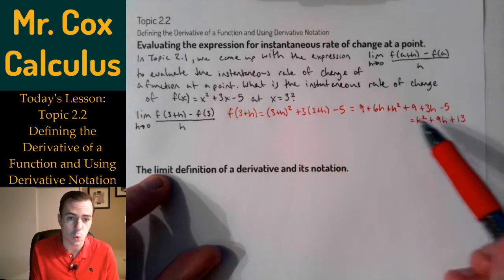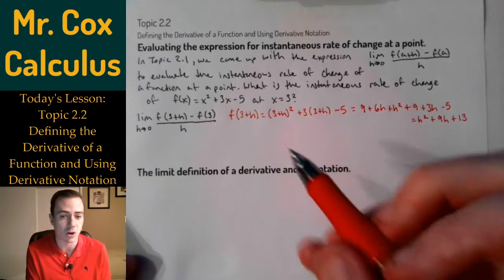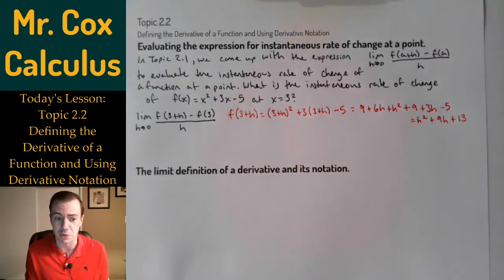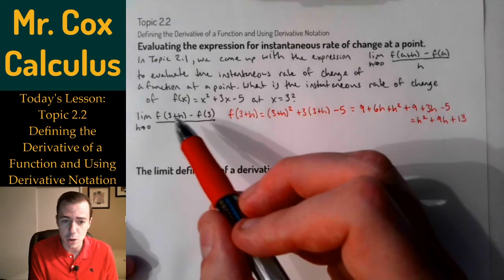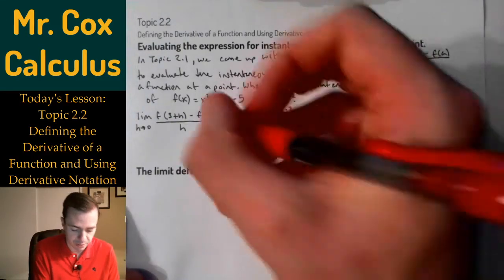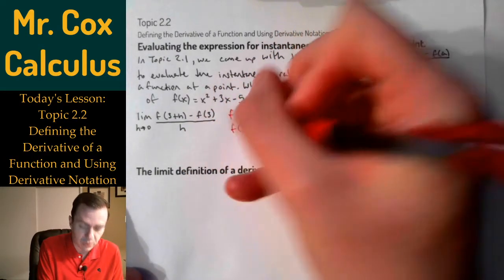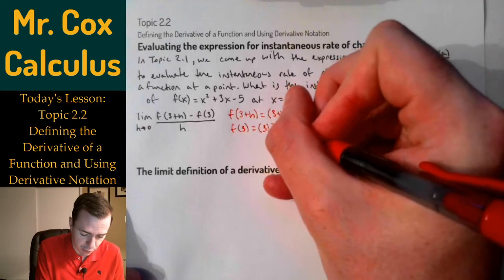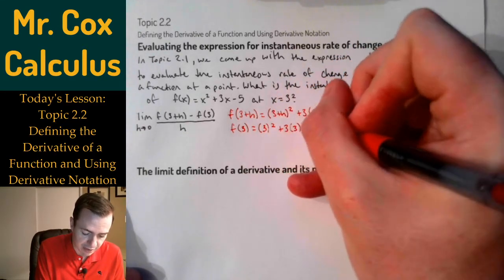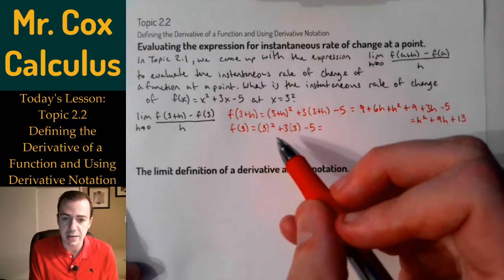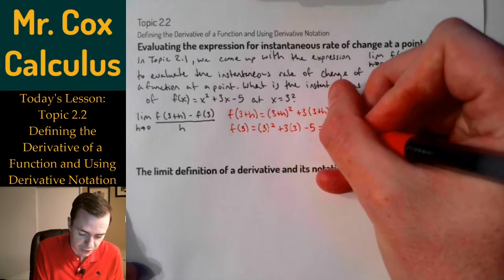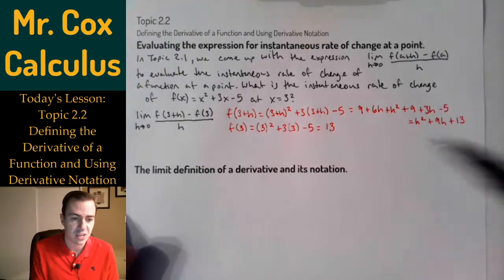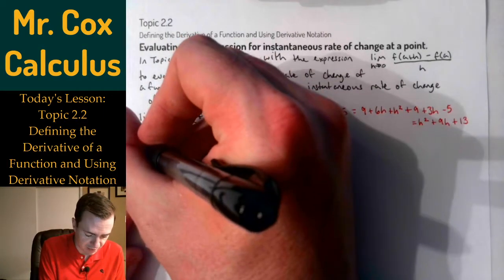You can see why I wanted to do this as part of my bookkeeping work off to the side, because it gets kind of messy. And this is only a quadratic. We're going to be able to do this with all types of functions. So I know what f of 3 plus h is. Let's look at f of 3, which is much easier to evaluate. f of 3 is 3 squared plus 3 times 3 minus 5, which is 9 plus 9, which is 18, minus 5, which is 13. So now I know these values for f of 3 plus h and f of 3, and I can substitute them in and evaluate this limit.